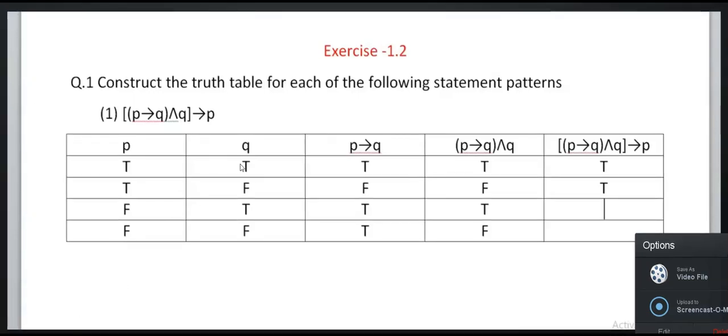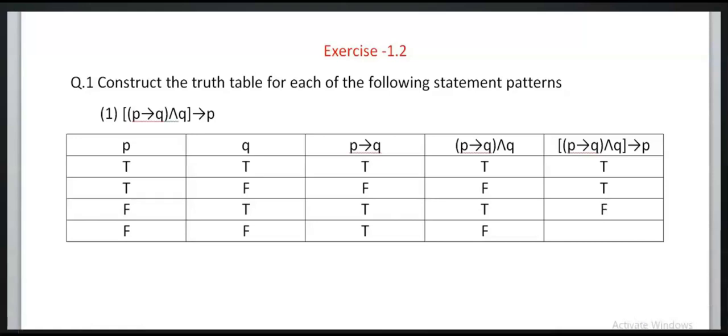In the same case here, these are true, F, true, and F. Then this implies P. That is T implies T, it is true. F implies T, then it is true. T implies F is false. Now see this, and this is the answer.